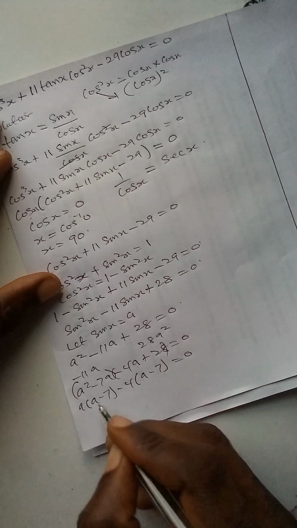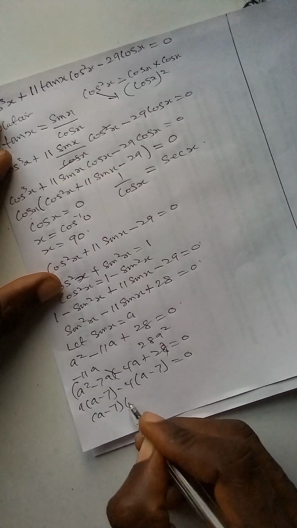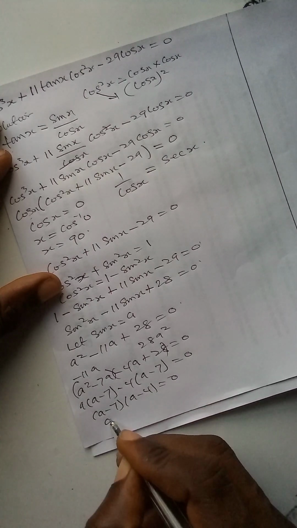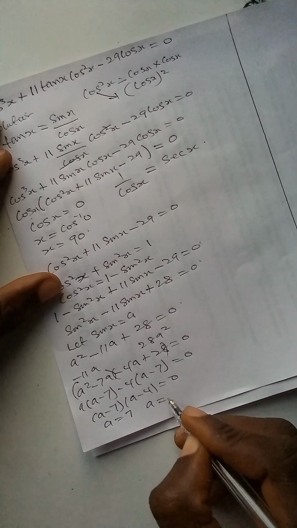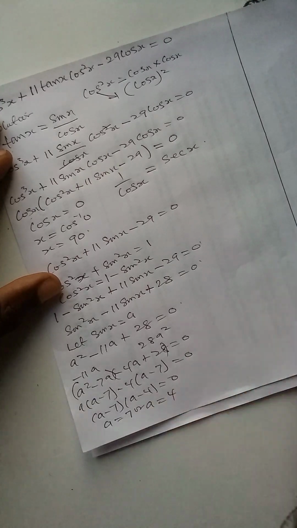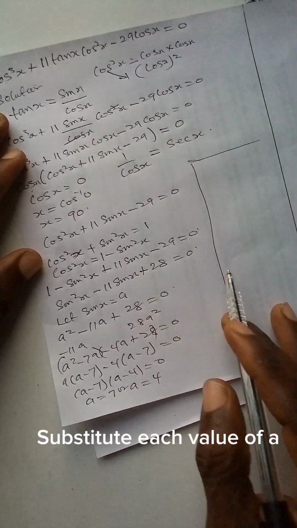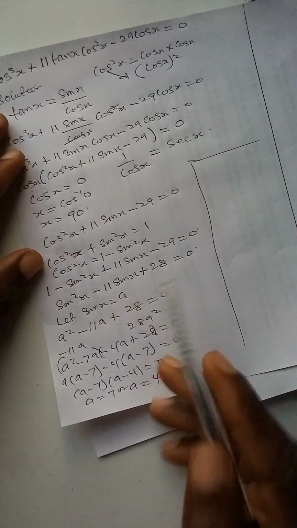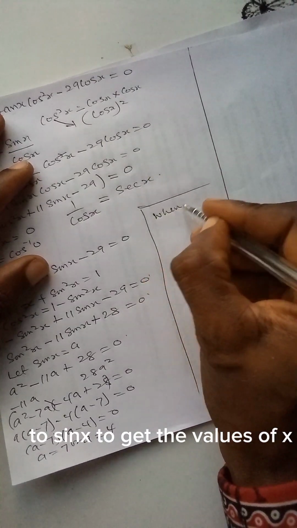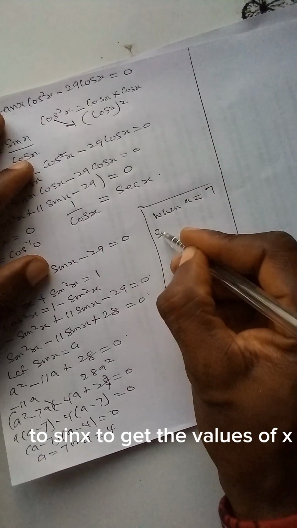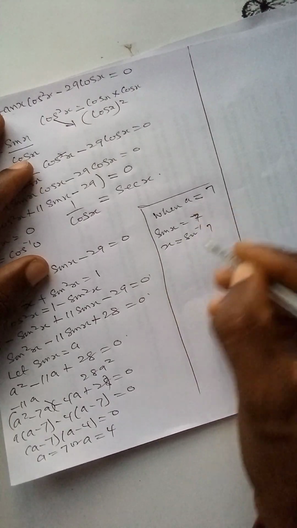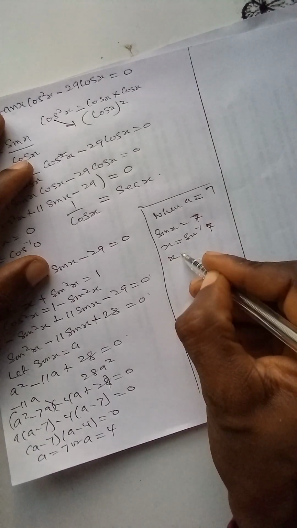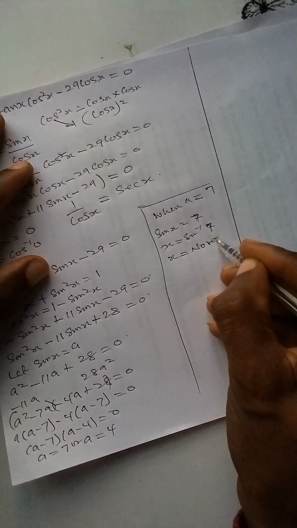Let's take one of these two brackets that are the same, a minus 7, and then put the other ones in a bracket equals to 0. So if we equate each bracket to 0, a is equal to 7 and a is equal to 4 rather. Now, to finish up, let us remember that we made one assumption. That assumption is let sine x is equal to a. So when a is 7, sine x is 7, and x is the sine inverse of 7. And the sine inverse of 7 will give us no real solution.